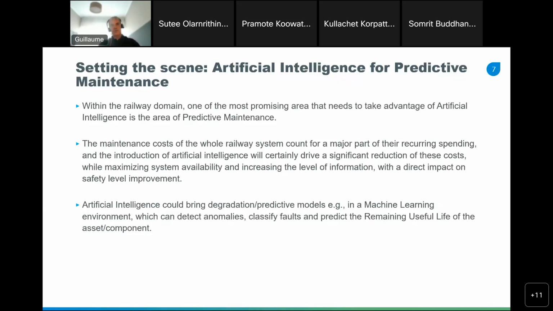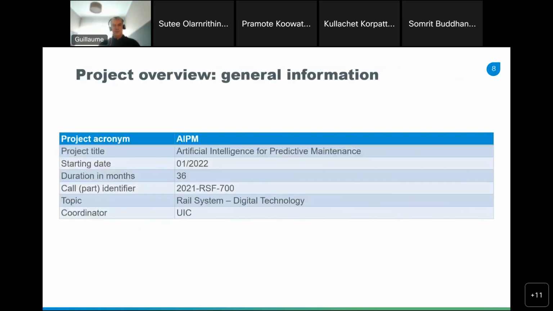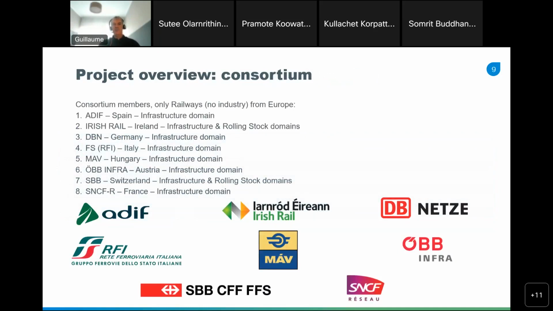So now that the scene is set, let's go to the essential parts. First, some general information on the AI for PM project. It's a 3 year project, 36 months, which started early in 2022 in Q1, around January, February this year. UIC is the lead coordinator, but we have several members as a consortium, and the main topic is digital technology. Here you can see the members of this consortium.